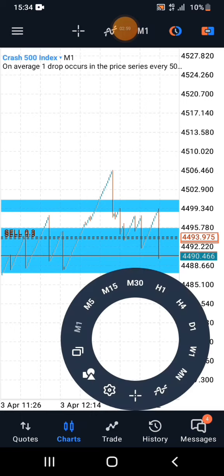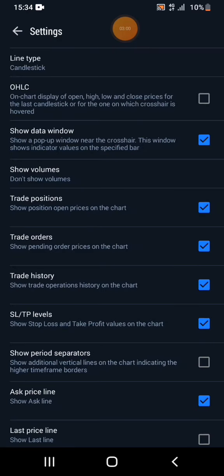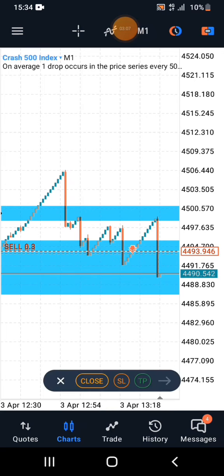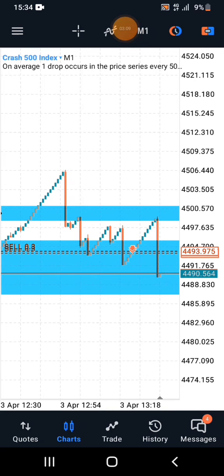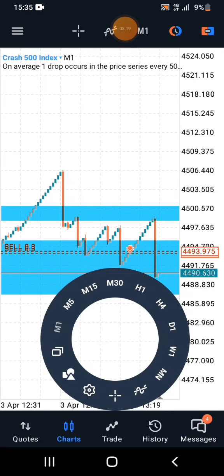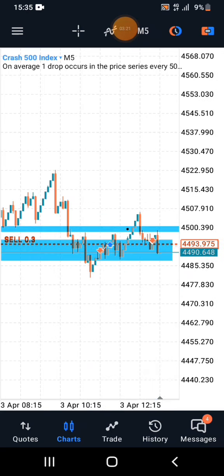I will just probably put the history, so I'll show you exactly where I've entered. You can see where I put my entry, just right here, and then the market now is having that bigger candlestick. So I'm hoping the market will still crash and crash. The name is Crash 500, so hopefully we're going to get a lot of crashes from this area. So let's see what's going to happen.